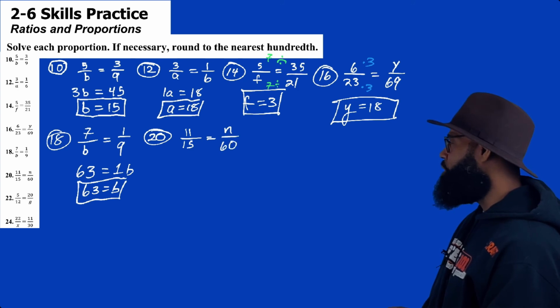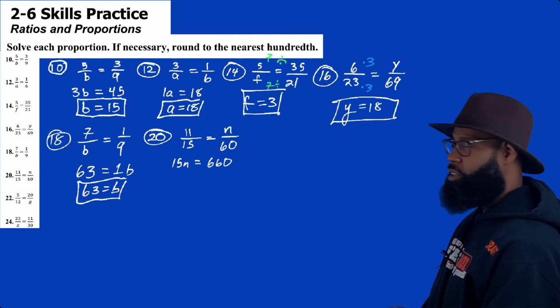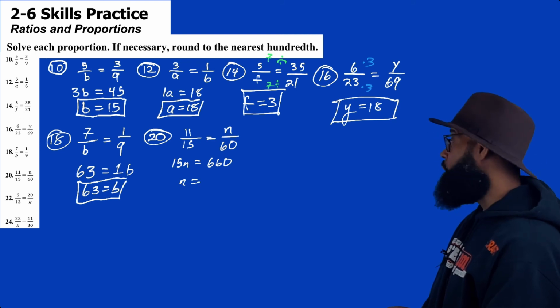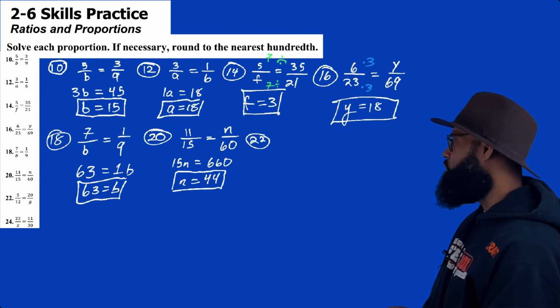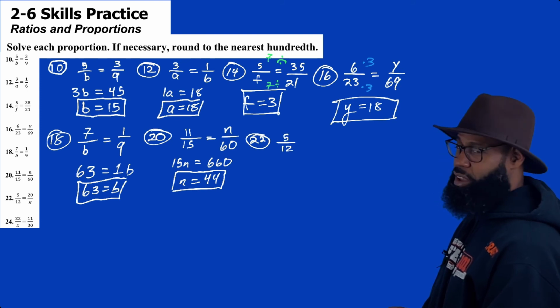For 20, 11 to 15 is equal to N to 60. So again, in my brain, I'm thinking 15 times what gives me 60? Oh yeah, I know. I believe it's 4. But let's cross multiply. 15 times N, and then 11 times 60. Oh, just divide. 15 goes into 660, 44 times. Because, like I said, 4 times 11, 44.